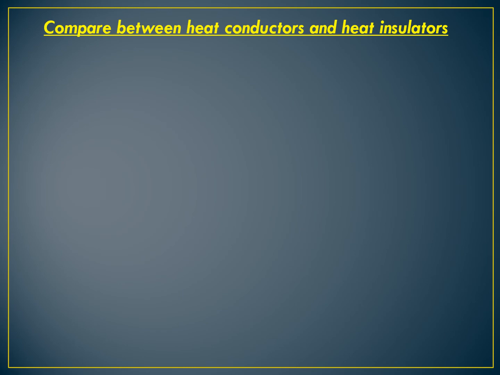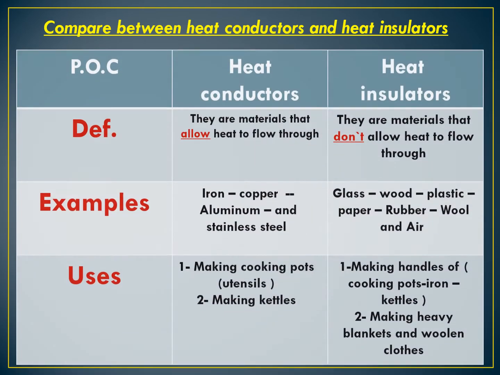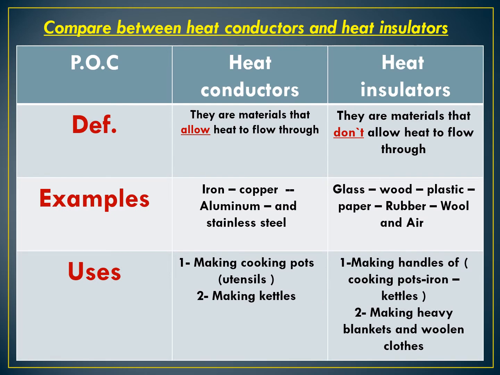Here we have a comparison between heat conductors and heat insulators, but we add here a point of comparison, which is the uses. First, heat conductors. The definition: they are materials that allow heat to flow through. The examples: iron, copper, aluminum, and stainless steel. The uses: number 1, making cooking pots, making kettles.